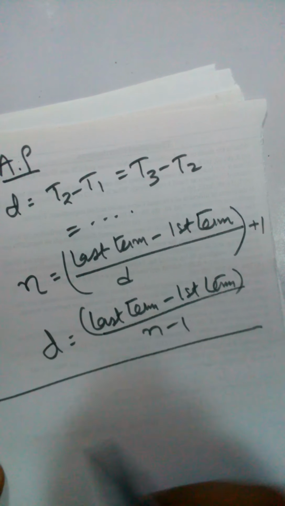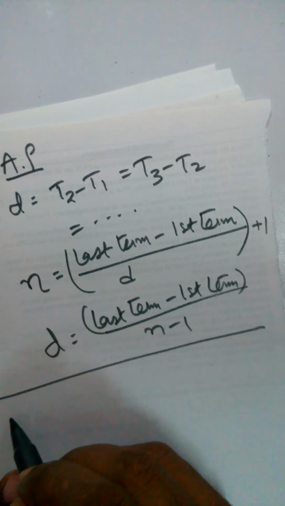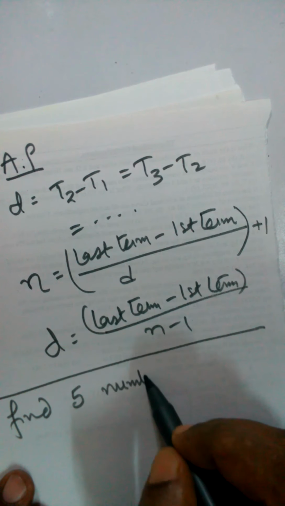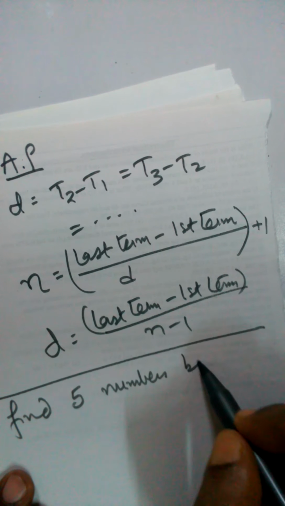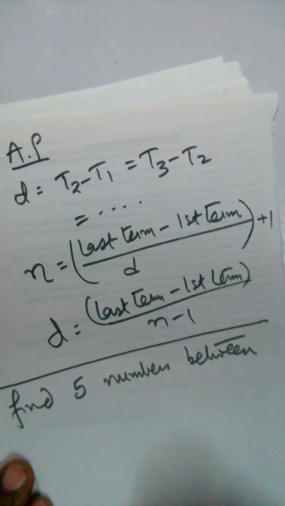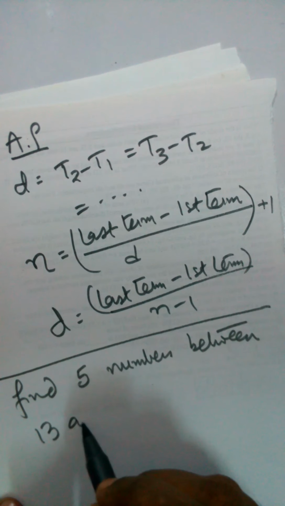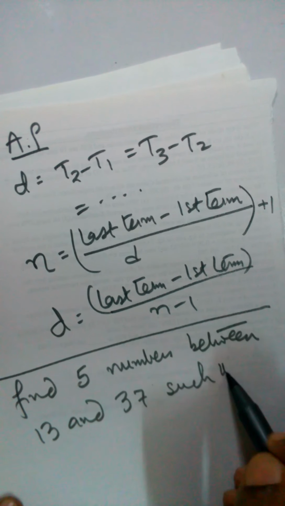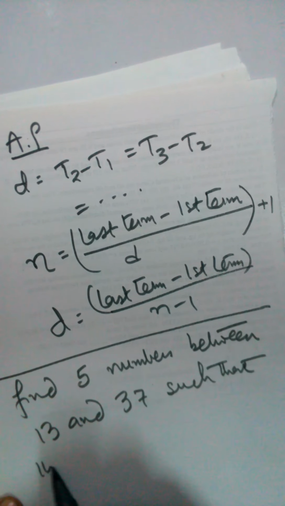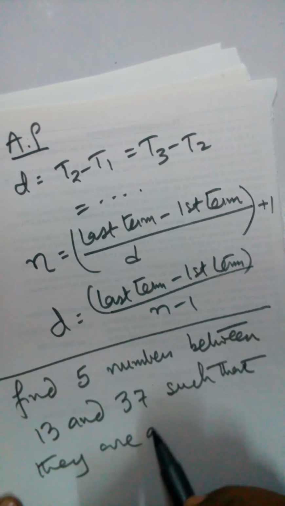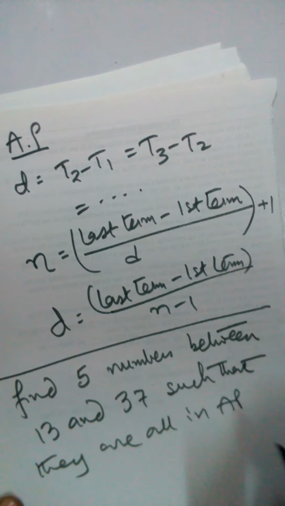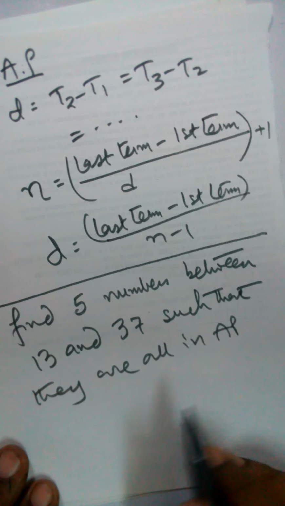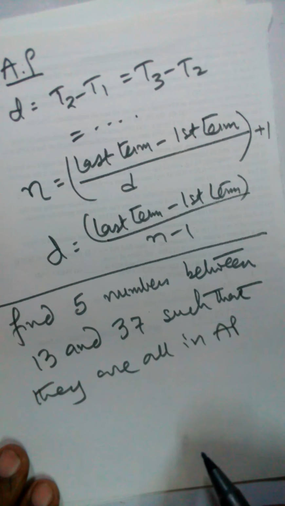Now I want to discuss one problem. Find 5 numbers between 13 and 37 such that they will be in AP. So I have to find 5 numbers between 13 and 37, that means intermediate numbers, so that they will be in AP.